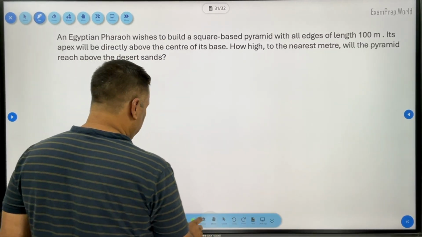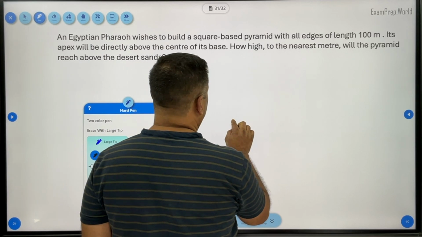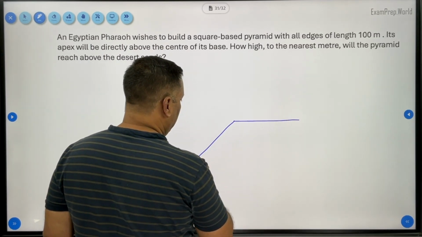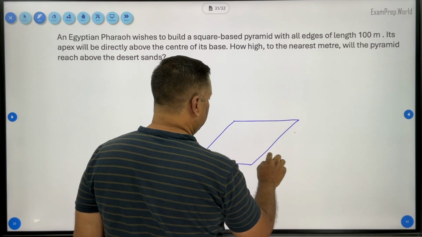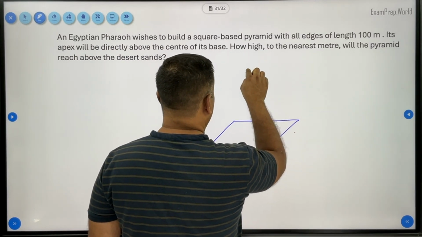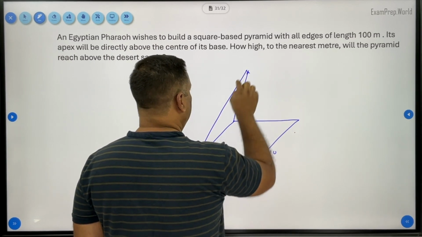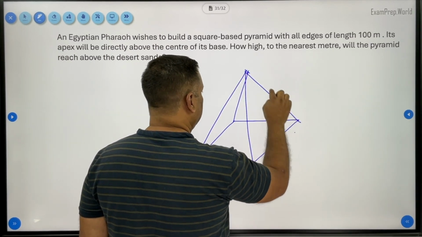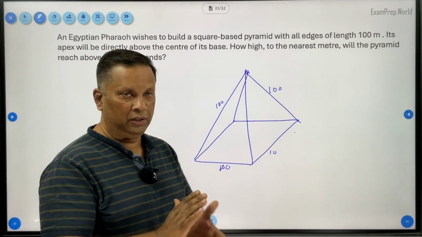So once again we draw a pyramid here and we'll write the dimensions. So it's a 100 by 100 square. All are 100. Even the edges of the pyramid are 100. 100, 100, all sides are 100. Wherever you see, it is 100.